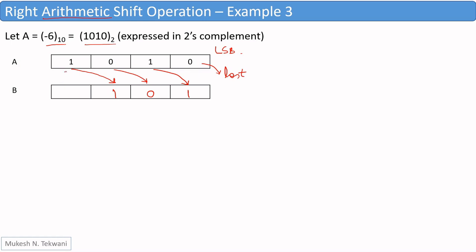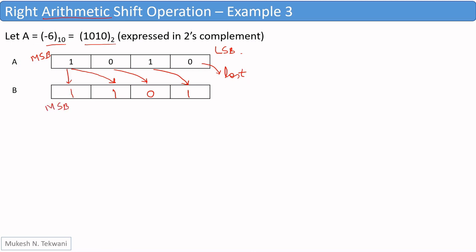But observe this part. Since our original number has a 1 in the most significant bit position, this 1 was used to indicate the sign of the number. That means our original number is negative. So we cannot afford to lose this bit. And so, to preserve the significance of this bit, we copy this 1 value in the most significant position.